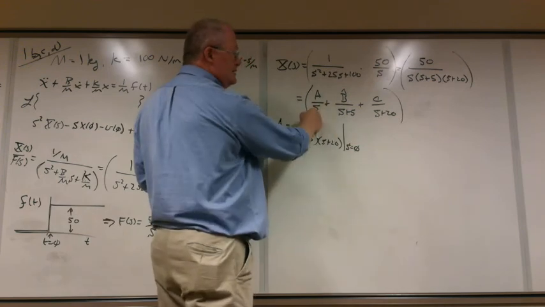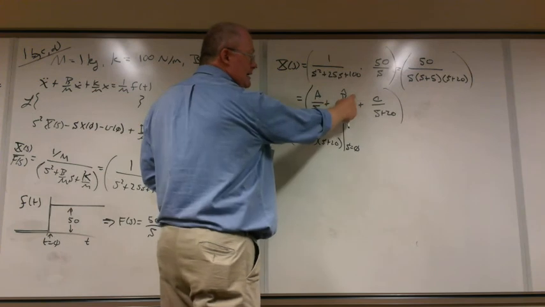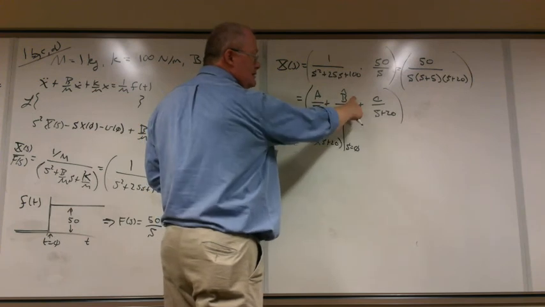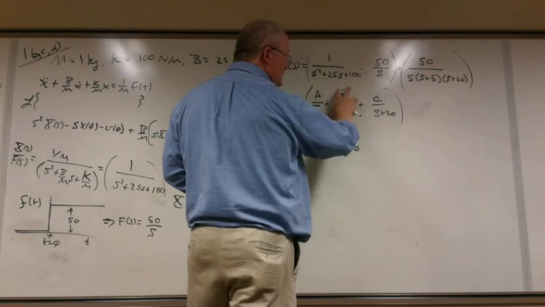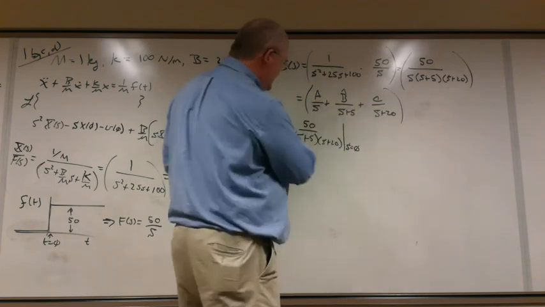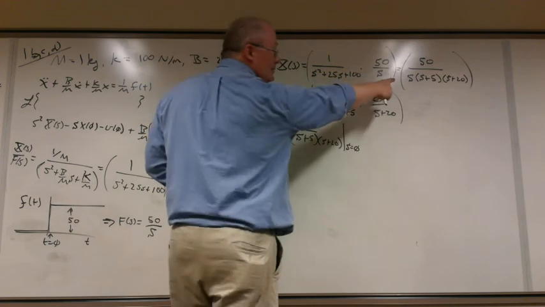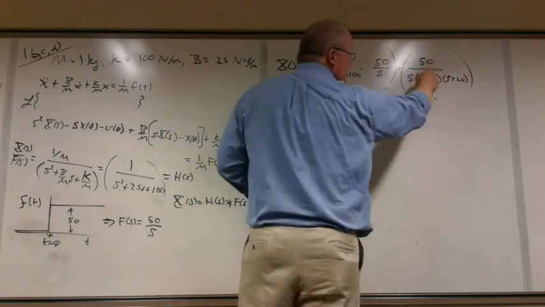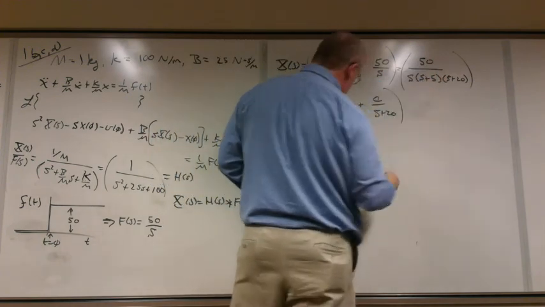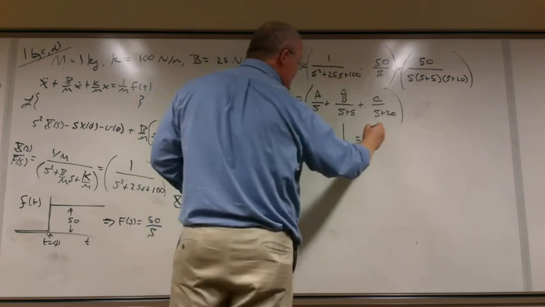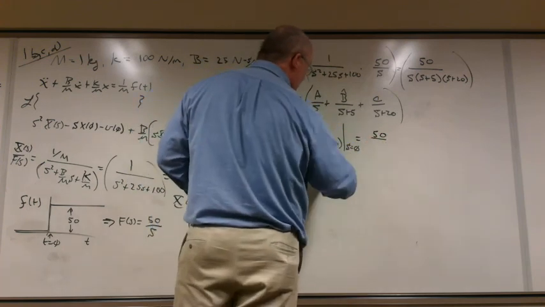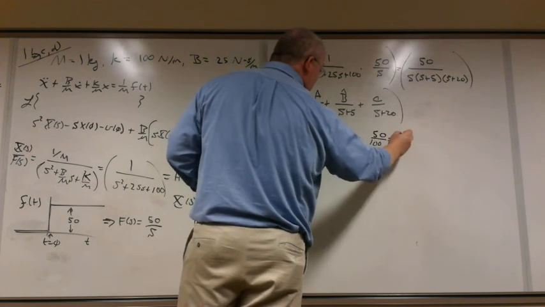S over s canceled out there, so we're left with A. S over s plus 5, let s go to 0, this goes to 0. S over s plus 20, that goes to 0. So we get 0, 0, and A. That's why we end up with A. Up there, we multiply by s, that cancels out, and we have 50 over basically 100. Because if we let s go to 0 here, this is equal to 50 over 5 times 20, which is 100, which is equal to 1/2.